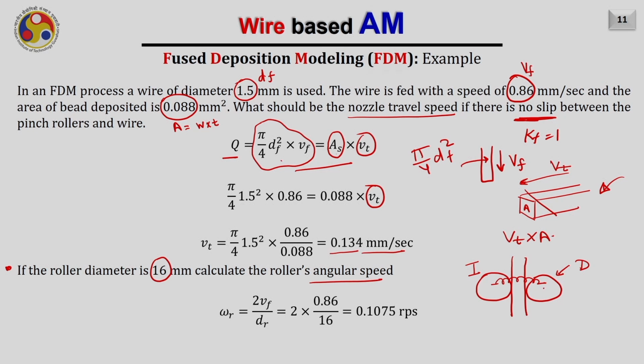So, omega r will be equal to the velocity of the wire Vf divided by the radius of the roller, that is r. If the diameter dr is given to us, of course r will be dr by 2, and hence omega r will be equal to 2Vf divided by dr. As a result, your angular velocity will be 0.1075 rotation per second. If you want to convert into minutes, just multiply it by 60.